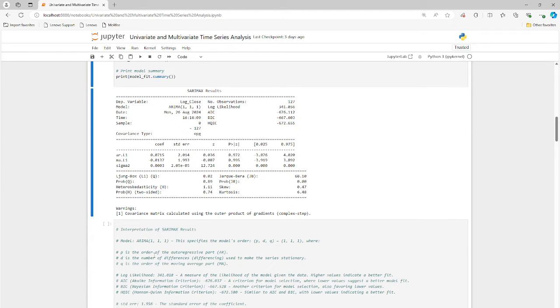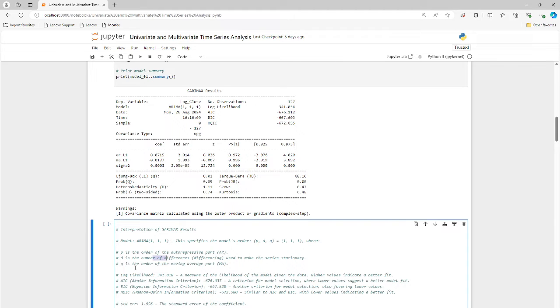The P is the order of autoregressive parts. The AR is short for autoregressive. D is the number of differences to make the time series stationary. Q is the order of moving average. So the MA is an abbreviation for moving average.